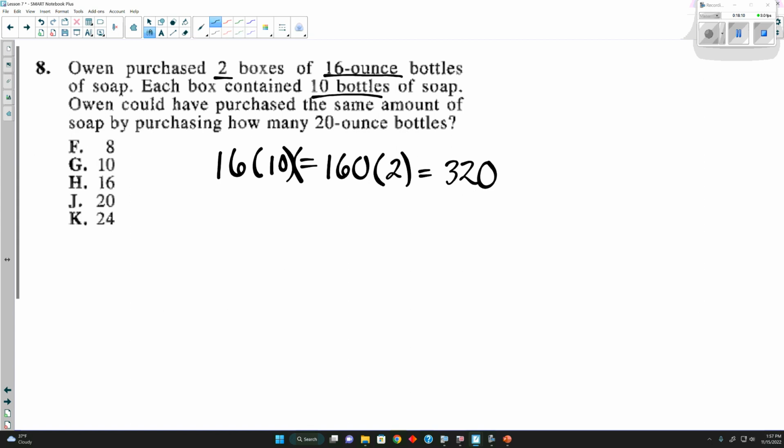So if he got 20-ounce bottles instead, we can divide this by what? 20, to figure out how many bottles. So we would need 16 20-ounce bottles, yes, to have the same amount. Questions on this here? Are we ready for the next one?